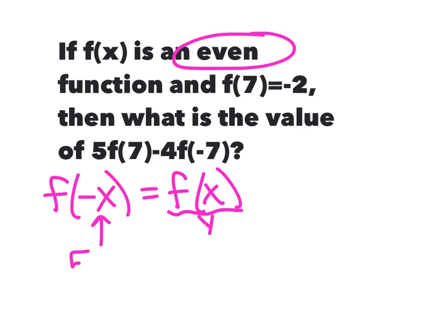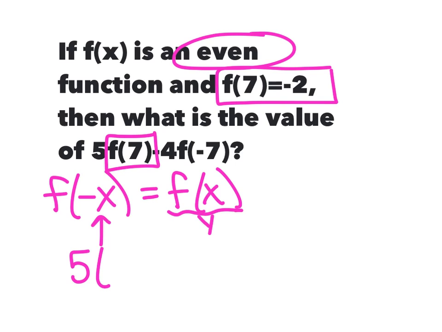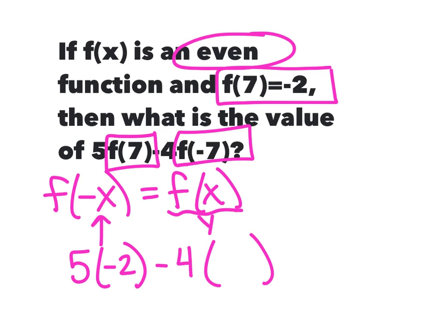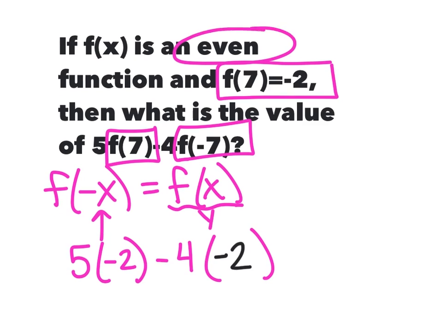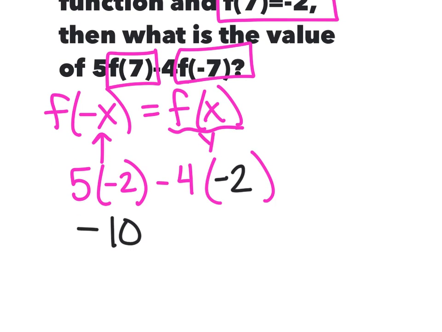All right, so I'm going to have 5 times f of 7, and I know f of 7 is equal to negative 2, so I can substitute that in, minus 4 times f of negative 7. Well, that's the value they didn't tell me, but I can figure it out because the function's even. The rule says, if you substitute in a negative, you should get the original out. So f of negative 7 is also equal to negative 2. I'll clean that up, and I'm going to say negative 10 plus 8 equals negative 2. If that went too fast for you, pause it, go back, rewind it, and try it again.